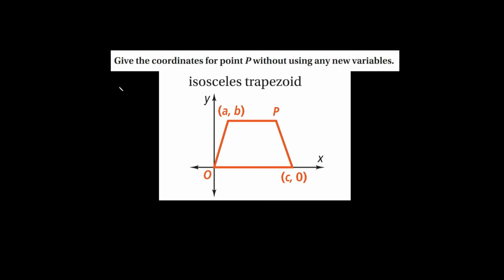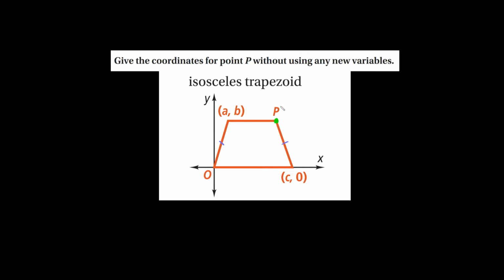So the instructions for this one just say, give the coordinates for point P without using any new variables. Here we're given that this is an isosceles trapezoid. And for an isosceles trapezoid, we know that this leg is congruent to this leg, right? And we also know that these two lines are parallel. So how can we find the coordinates for point P?